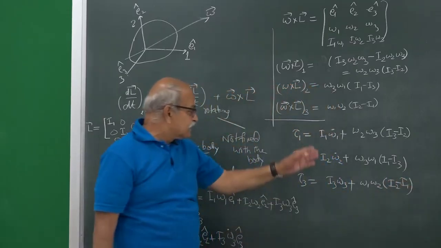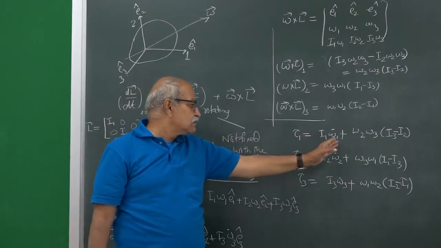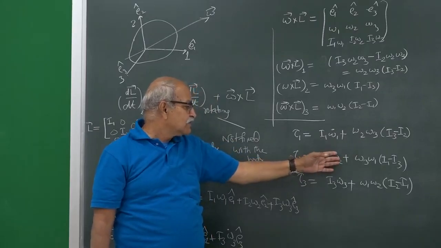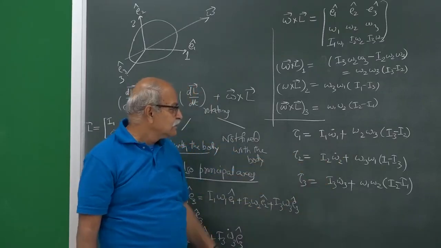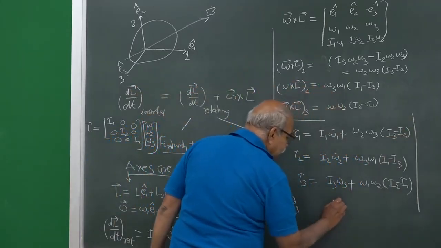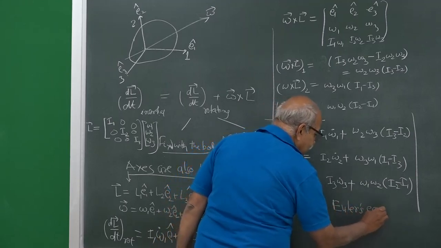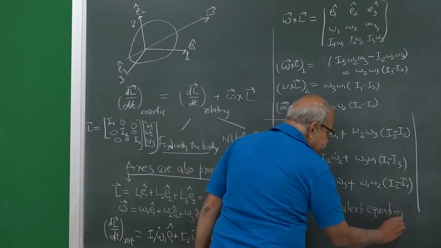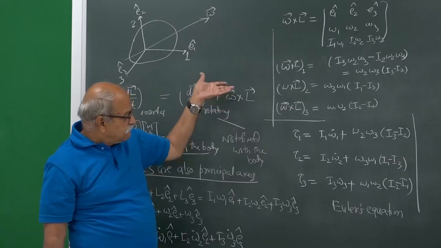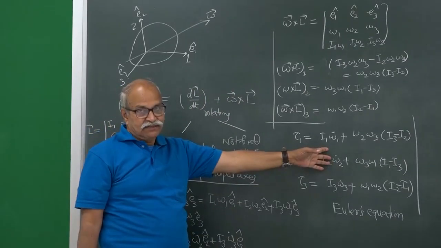In fact, if you have written one, do a cyclic permutation of these indices and you get this, and do a cyclic permutation of this, you get this. So, these are the equations, and they are named Euler's equations, Euler's equations for this rigid body motion. So, if it is easier to use this frame, you can use these equations to describe the motion.